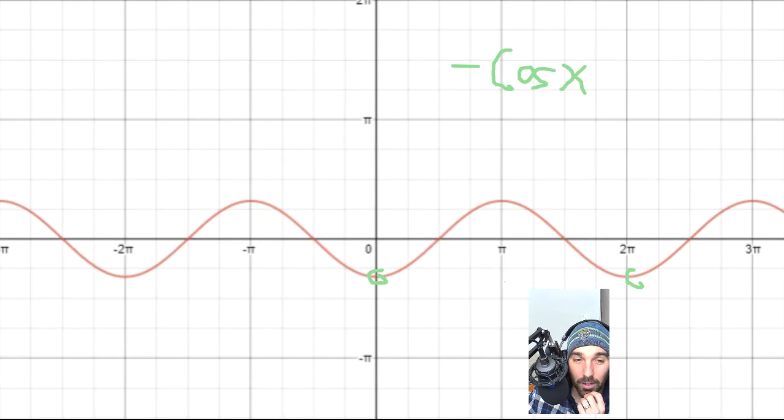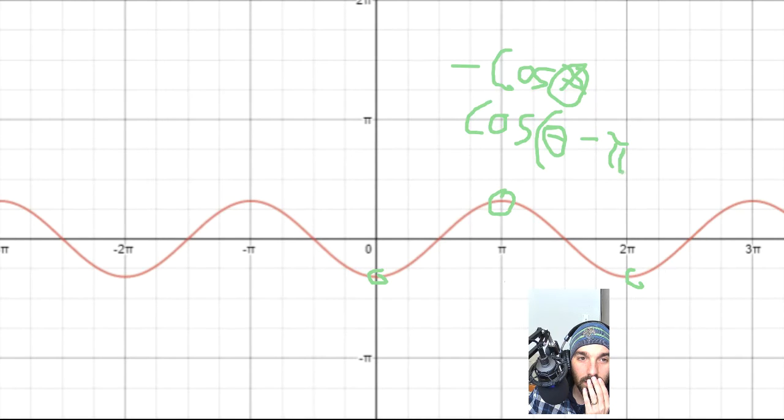Another way we can do this is think back, well, the period's not off. Well, normal cosine would start here. So isn't this just cosine? I wanted to do theta. Can we make that a theta? Okay. Cosine of theta, and then I can go minus pi. Right? Isn't that just cosine shifted to the right pi? Do you guys see how it's just shifted to the right pi? If we go like that.